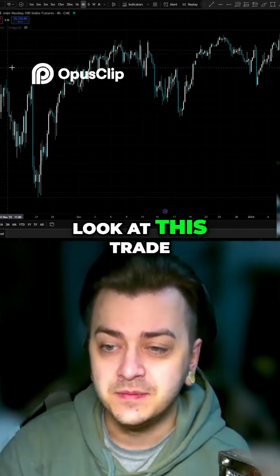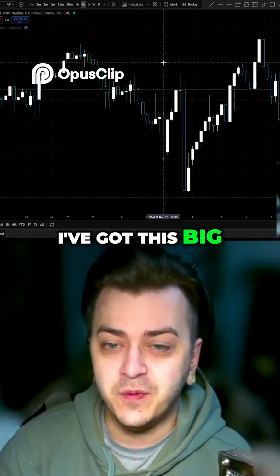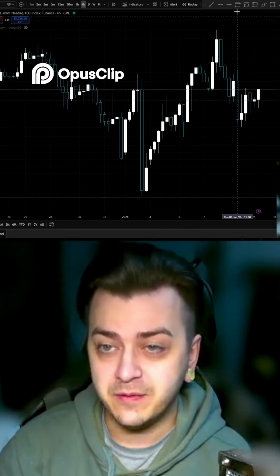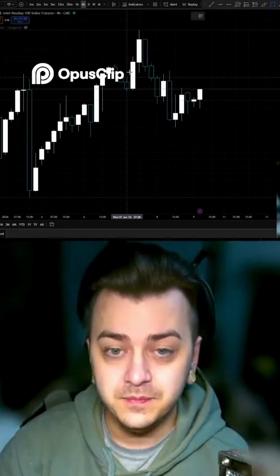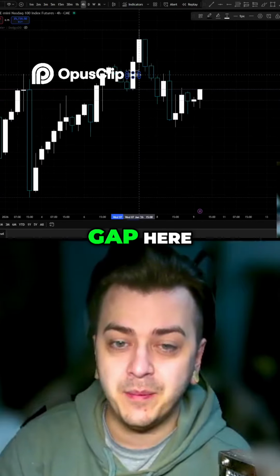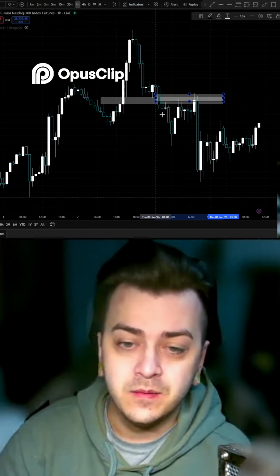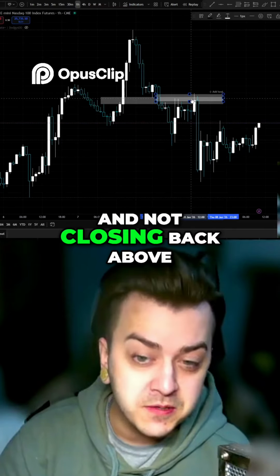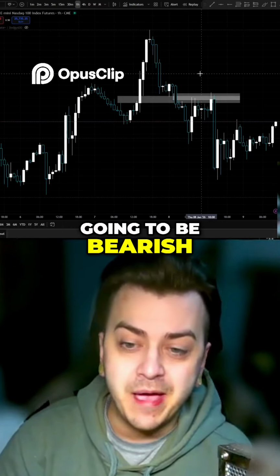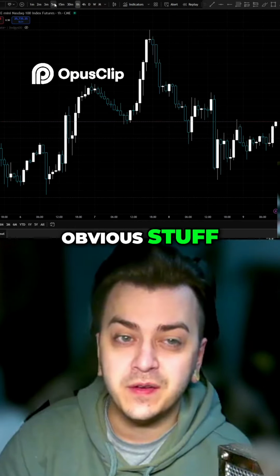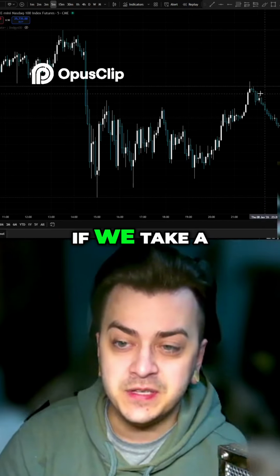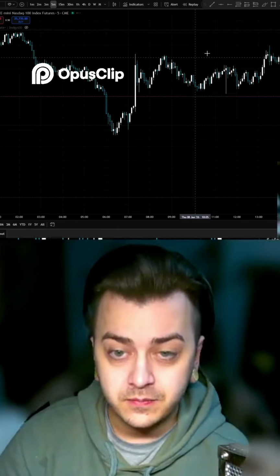If you take a look at this trade from yesterday, we've got this big 4-hour gap. If I can actually find it. This big 4-hour gap here, as you can see, which is also a 1-hour gap, breaking down and retesting and not closing back above, telling me that we're going to be bearish on the day. Pretty obvious stuff.